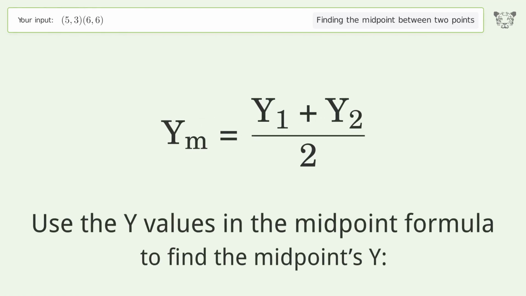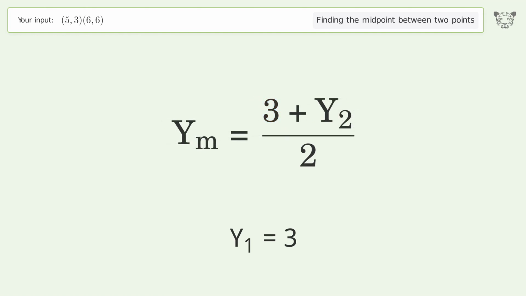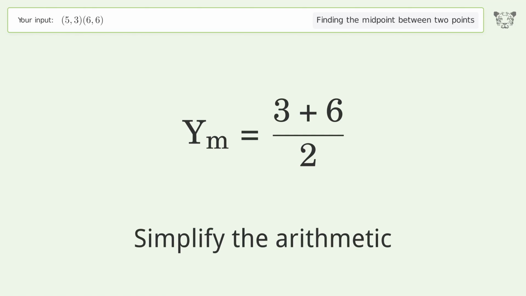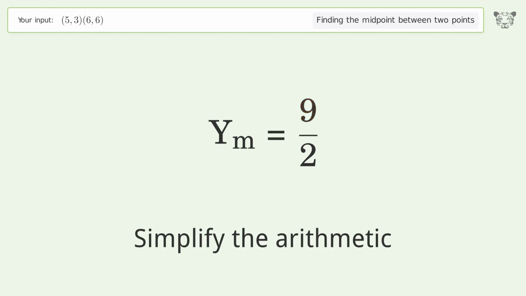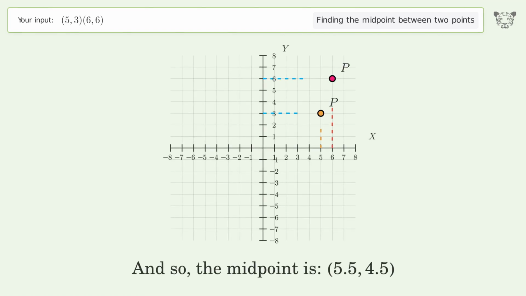Use the y values in the midpoint formula to find the midpoint's y. y1 equals 3. y2 equals 6. Simplify the arithmetic. And so, the midpoint is 5.5, 4.5.